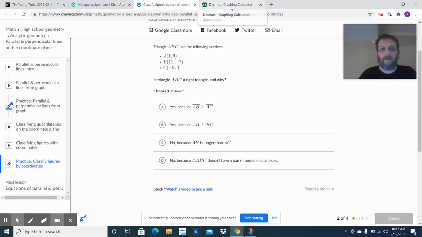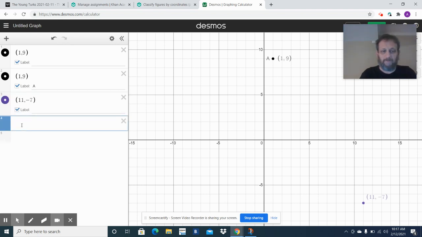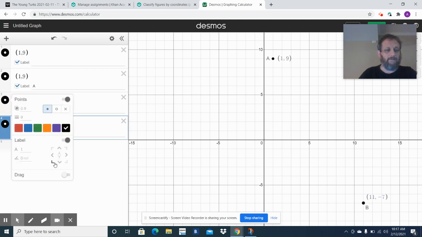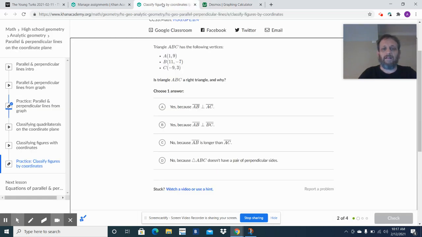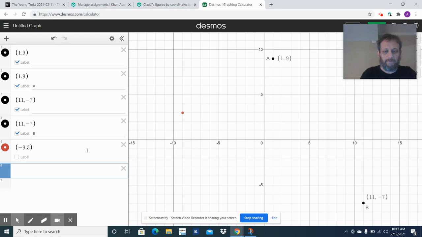Then we're going to do 11, negative 7. So again, 11, negative 7, that's point B. We're going to label that, then do it again, 11, negative 7, and label that. That's our point B. Again, I'm going to make them all black, but you can make them whatever color you like. And then the last one is the point negative 9, 3. Again, we have to do it twice.